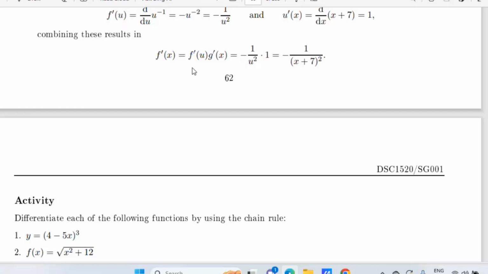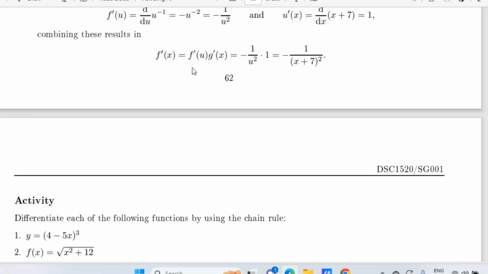Whether you leave it as x squared plus 12 to the power half, or whether you write it as x over the square root of x squared plus 12, it's one and the same thing. Is everybody clear? Yes, it's clear.